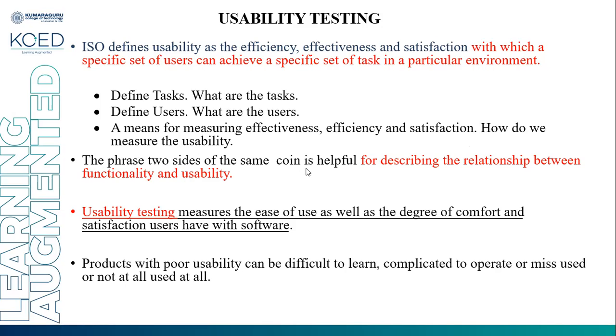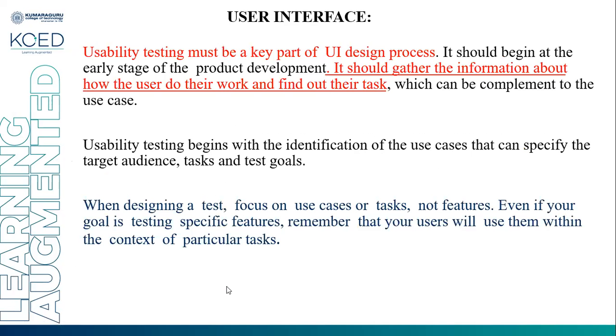The phrase two sides of the same coin is helpful for describing the relationship between functionality and usability. Usability testing measures the ease of use as well as the degree of comfort and satisfaction users have with the software. Products with poor usability can be difficult to learn, complicated to operate, misused, or not used at all. So usability is very important.